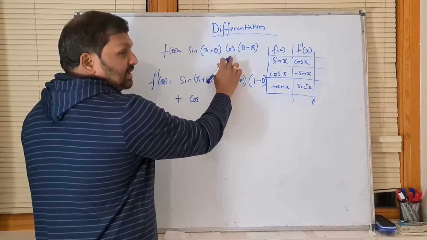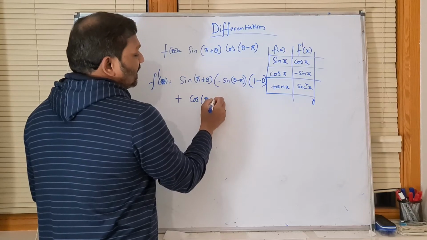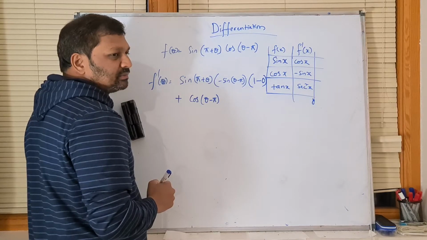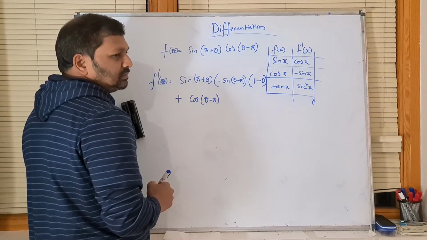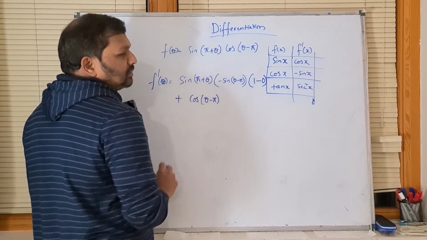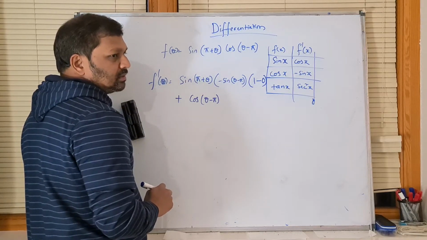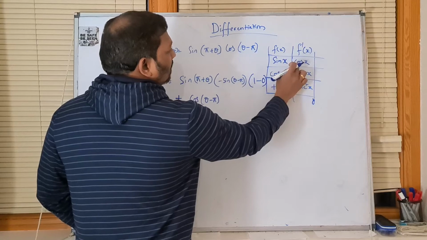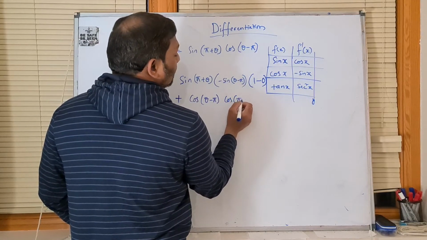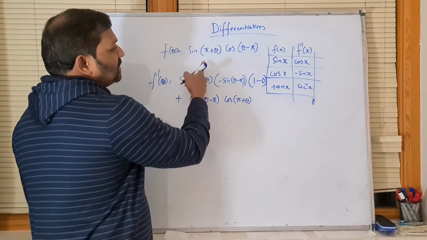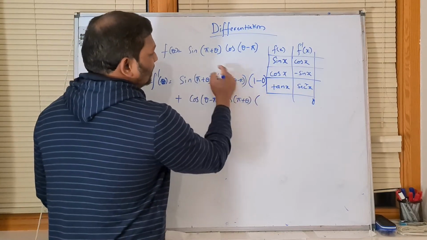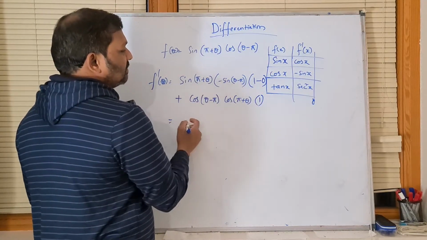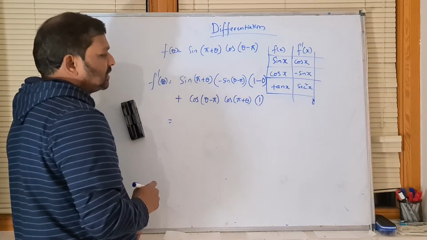Now, v is the second function, cos(theta minus pi), and the differentiation of sine(pi plus theta). What is the differentiation of sine(pi plus theta)? Cos(pi plus theta), and is that all? Differentiate the inner function again. The differentiation of the inner function is 0 plus 1, which is 1. That's it. Simplify it.